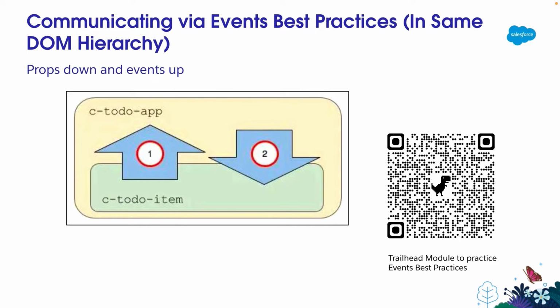Alright, so let's look at some of the best practices for events if the components are part of the same DOM hierarchy. To demonstrate the best practice, I have an example of a component called To-Do. The To-Do app has a parent component called c-todo-app, and a child component called c-todo-item. The best practice is props down and events up. That means if c-todo-item has to communicate to the parent c-todo-app, we use events. And if c-todo-app needs to send data to the child component, then we use properties.